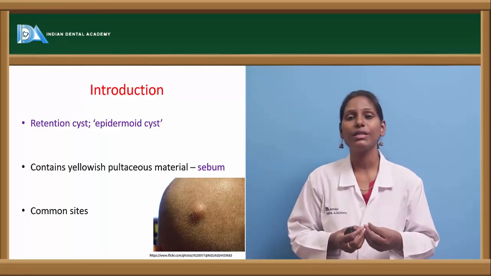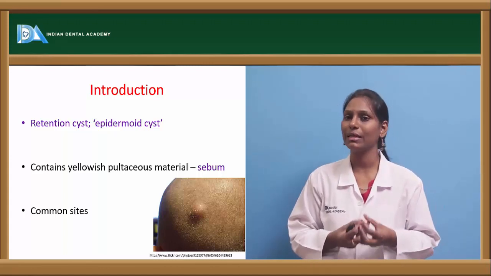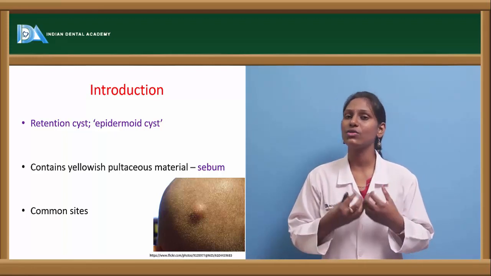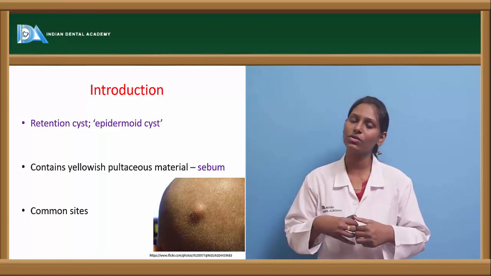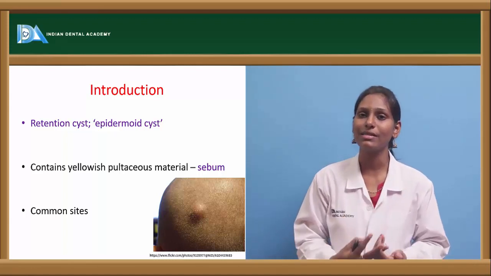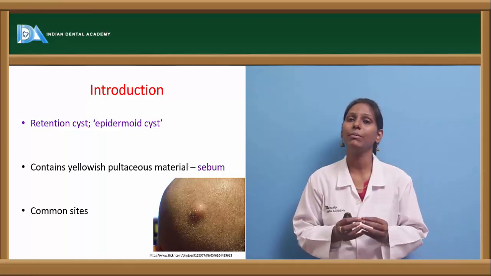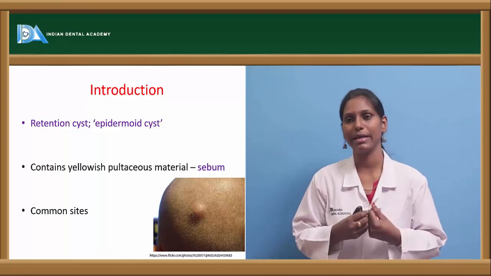The content of this sebaceous cyst is nothing but sebum. As we said, it is a distension cyst, a retention cyst. So it has its own fluid. It has its own productive material, that is nothing but sebum. This sebum is usually yellowish in color, and it is also a pultaceous material, a toothpaste-like material.